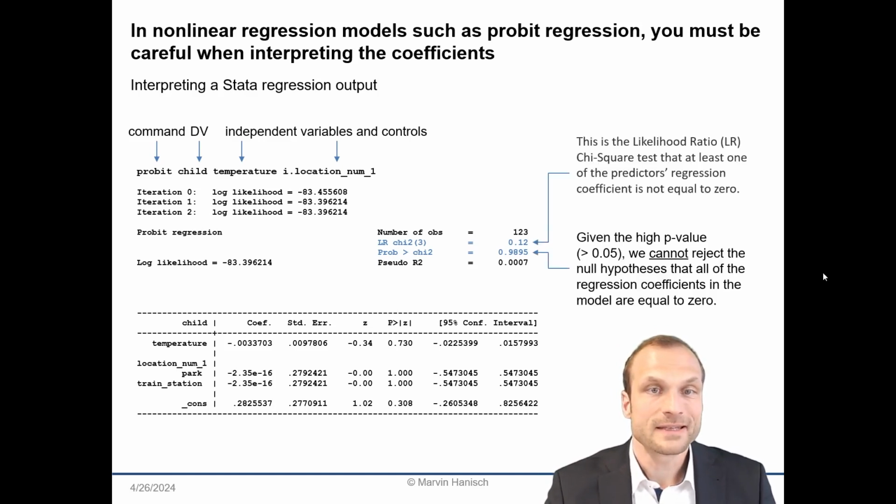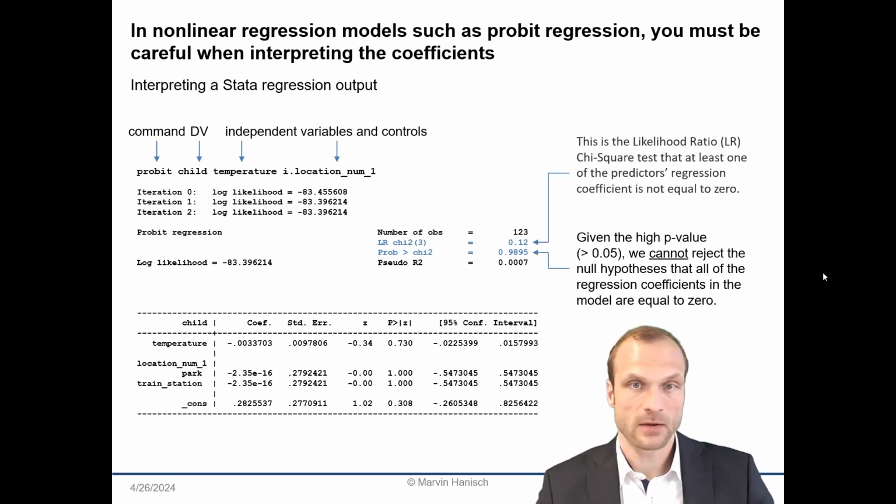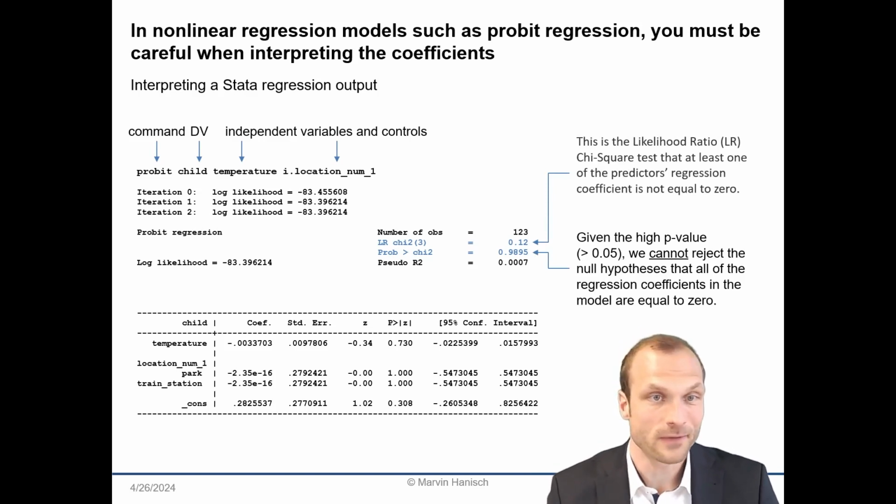Now, let's look at the details of the output. Again, we first see the number of observations. Remember that it is important that you have the same number of observations across all the models. And you can check out the corresponding video on how to make that happen in Stata.